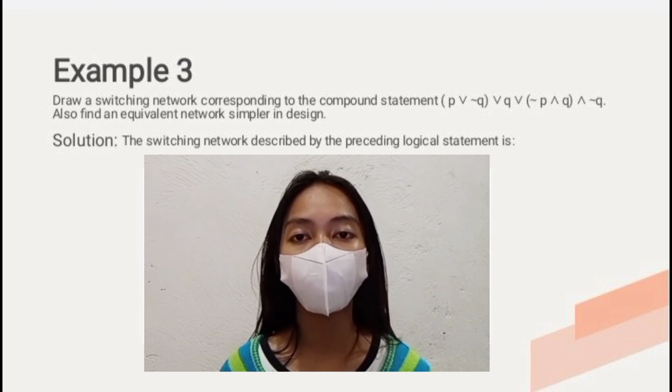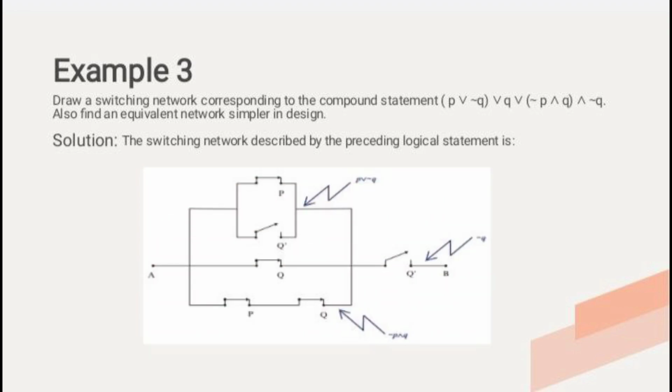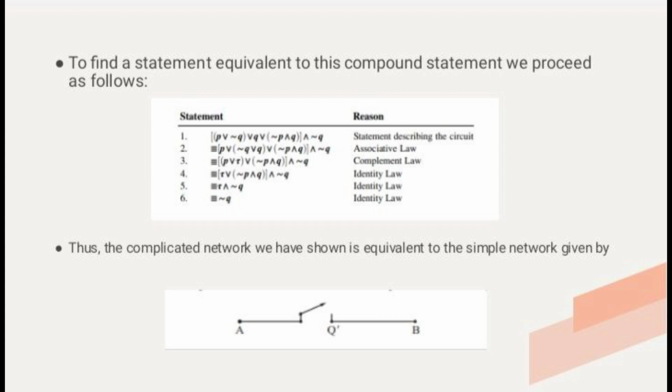Solution. The switching network described by the preceding logical statement is in this diagram. In this figure, we have labeled the constituent statements of the compound statement given: the P or not Q here in the upper part, the not Q here in the middle part, and the not P and Q here in the lower part. This figure is the switching network that corresponds to the compound statement (P or not Q) or (Q or not P) or (Q and not Q). To find the statement equivalent to this compound statement, we proceed as follows.